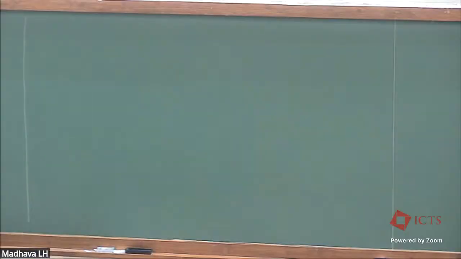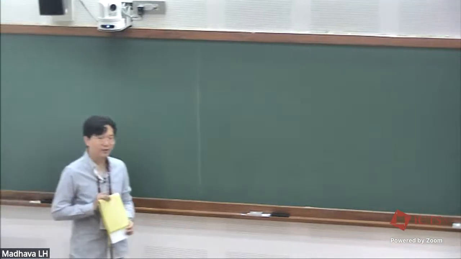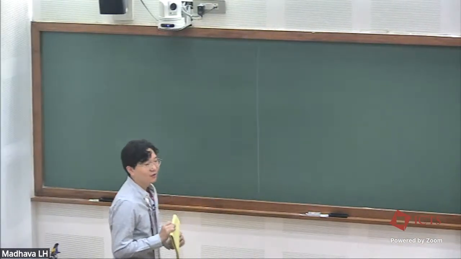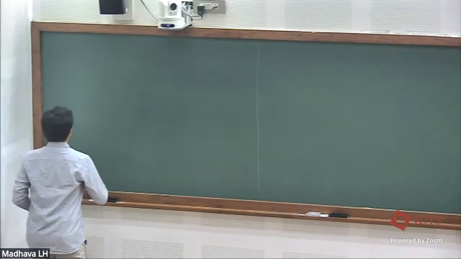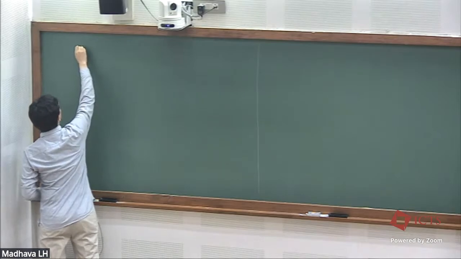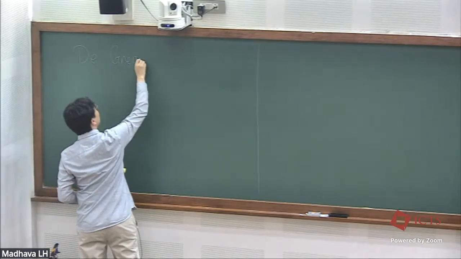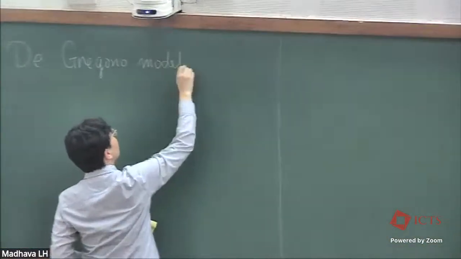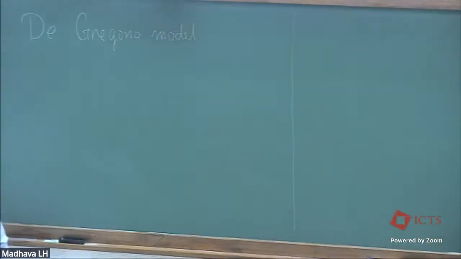So let me start today by introducing some toy model equation defined on the real line, and it's called the de Gregorio model. I think the model was introduced in 90.